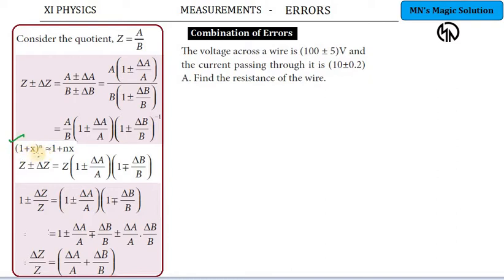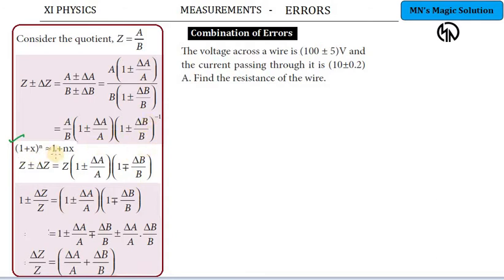1 plus x to the whole power n. If the value of x is a very small value, in that case this is approximately equal to 1 plus nx. 1 plus x whole power n. Now if you look at it similarly, here we have whole power minus 1. Where n should be, what is there? Minus 1. And what is in place of x? Del b by b.